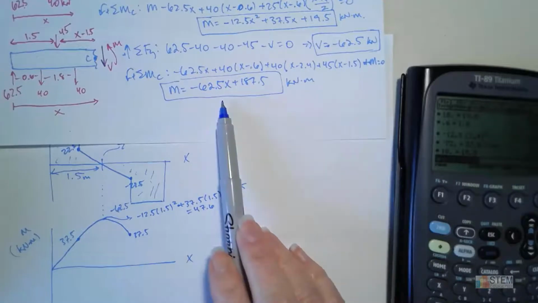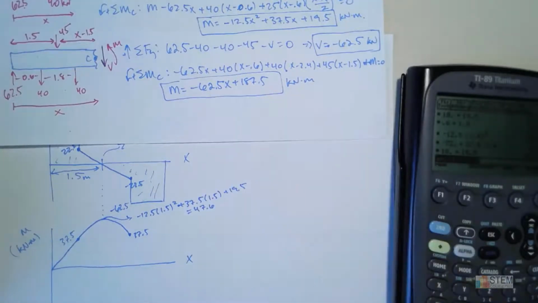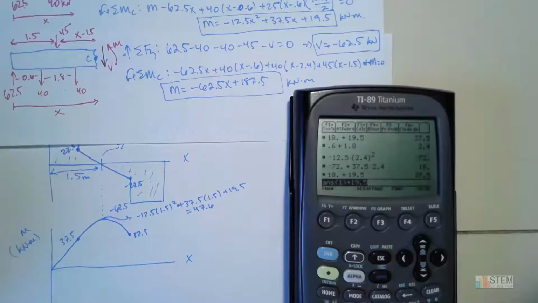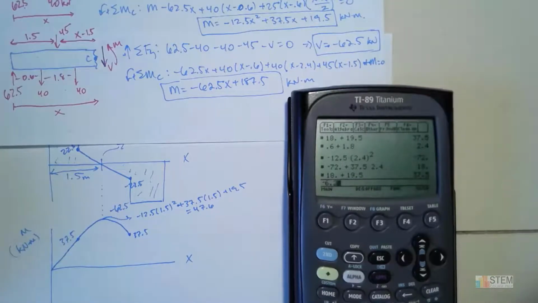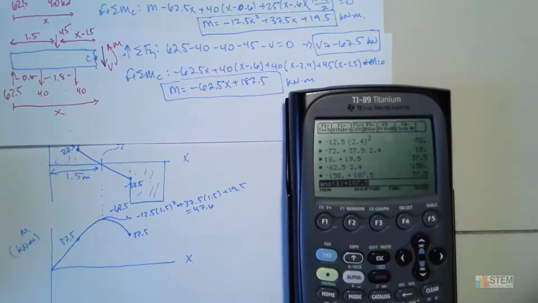Now we go to the next one. Linear, negative slope here. If you want, you can double check, make sure it's starting in the same place. Remember, x is 2.4 here. So we'd have negative 62.5 times 2.4. Whoops, I didn't do the 62.5 right. Plus the 187.5 gives me 37.5. That checks out.